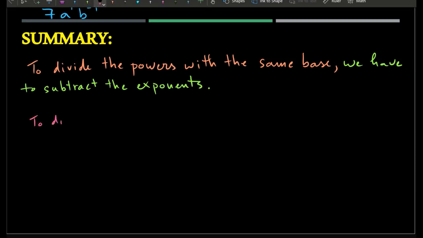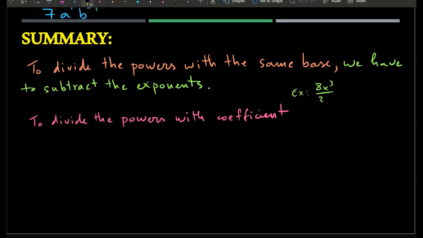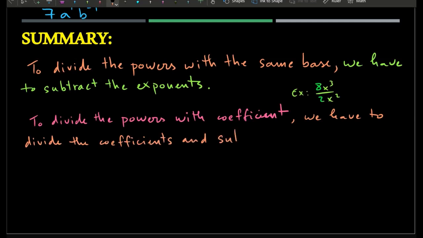Alright, and like last time, we're going to add one more thing. To divide the powers with coefficients, I hope that you still remember what a coefficient is. A coefficient is something like this: 8x to the third power divided by 2x squared. The coefficient is the number in front of the variable, 8 and 2. So what do we have to do? We have to divide the coefficients and subtract the exponents.